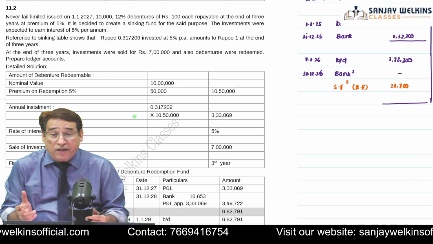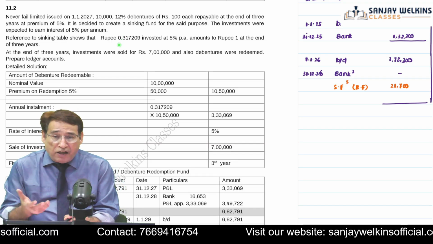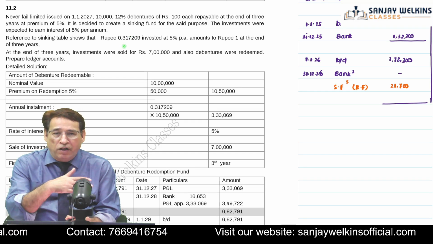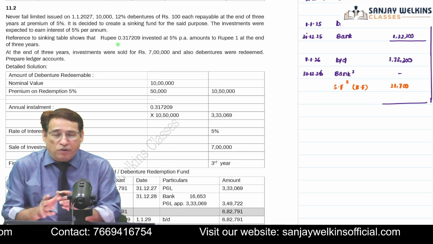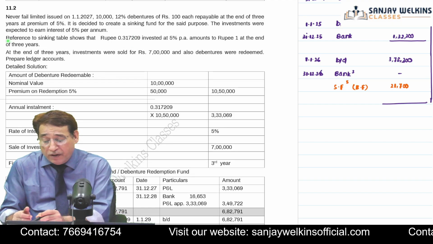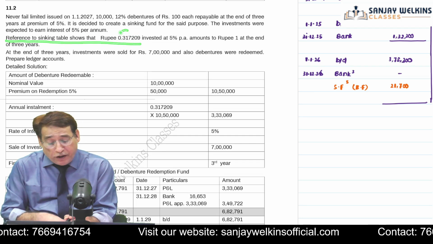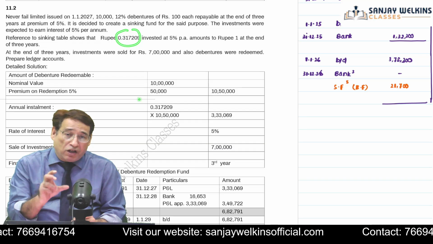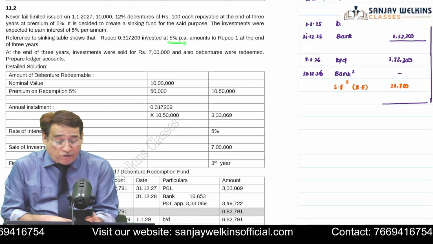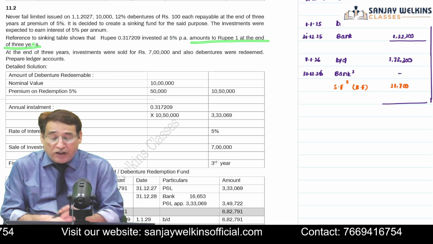How do they decide? In order to decide that, generally they take the help of sinking fund table, and sinking fund tables are almost similar to your logarithm tables, which you used to take help of in your mathematics. So a reference to sinking fund table shows that rupee 0.317209 invested at 5% per annum amount to rupee 1 at the end of the 3 years.